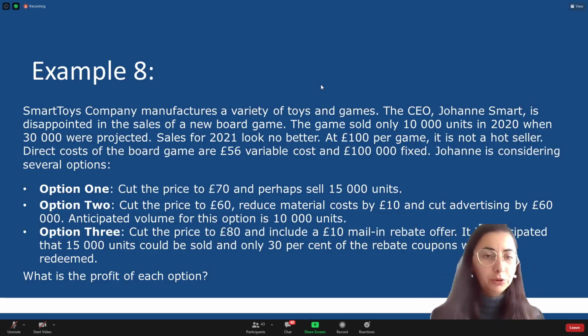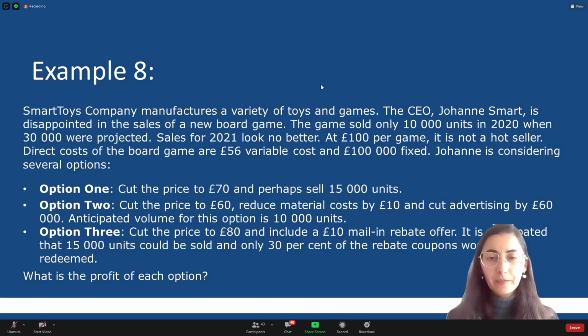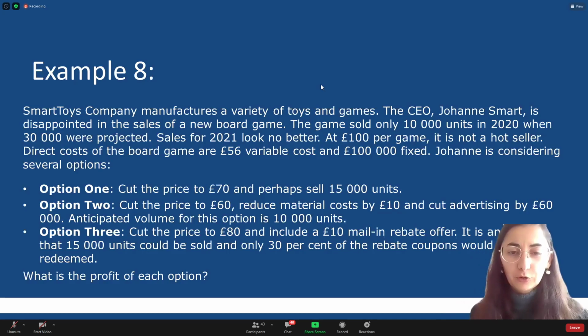So if they choose option 1, what is the profit? And if they choose the other options, also what is the profit of each option?